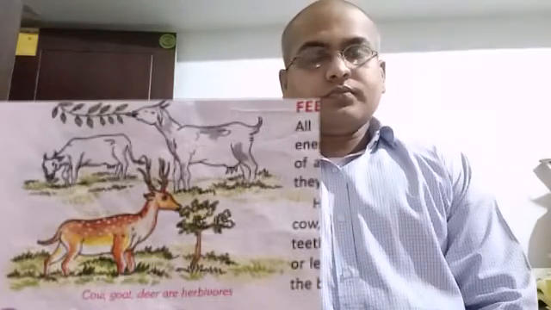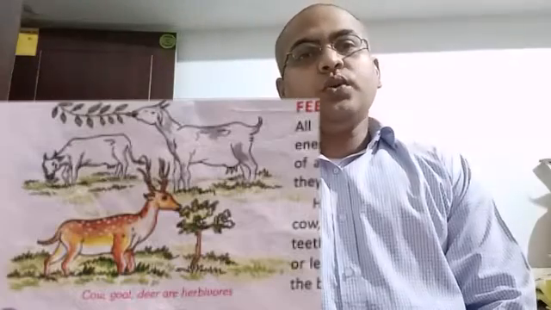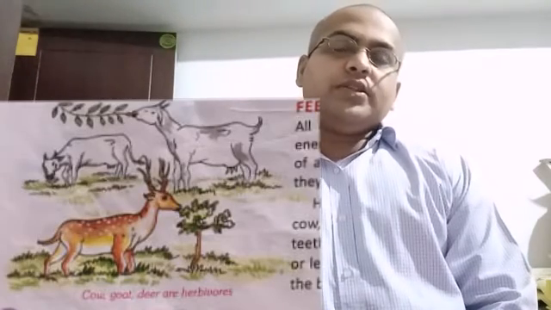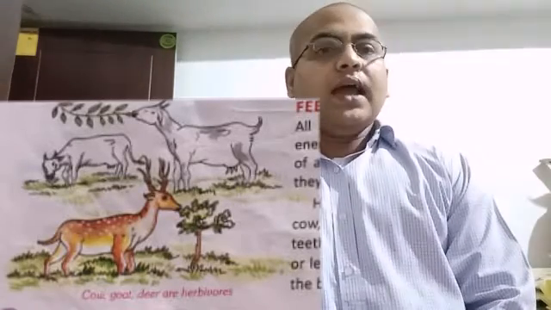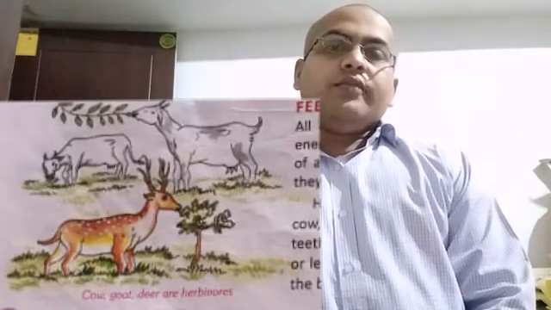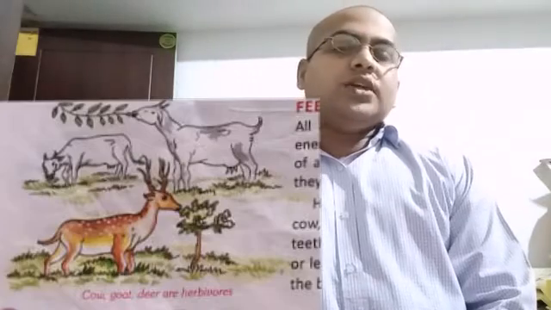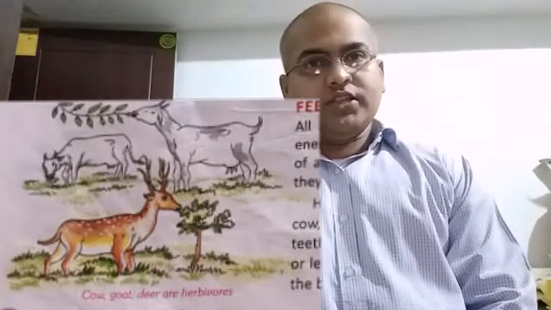Next come the carnivorous animals. The animals which eat only flesh of other animals are called carnivorous animals. These animals have very sharp canines to catch the prey and to tear the flesh.